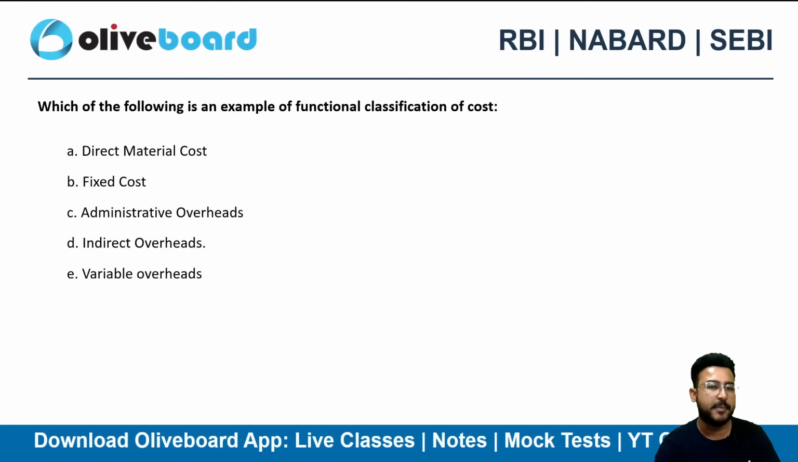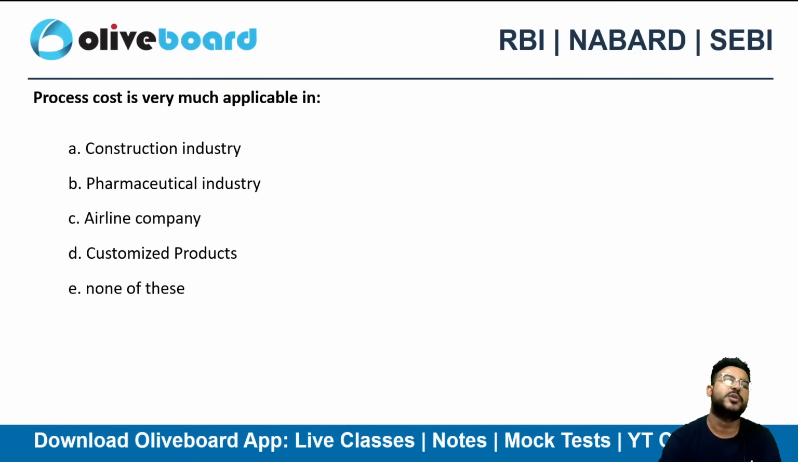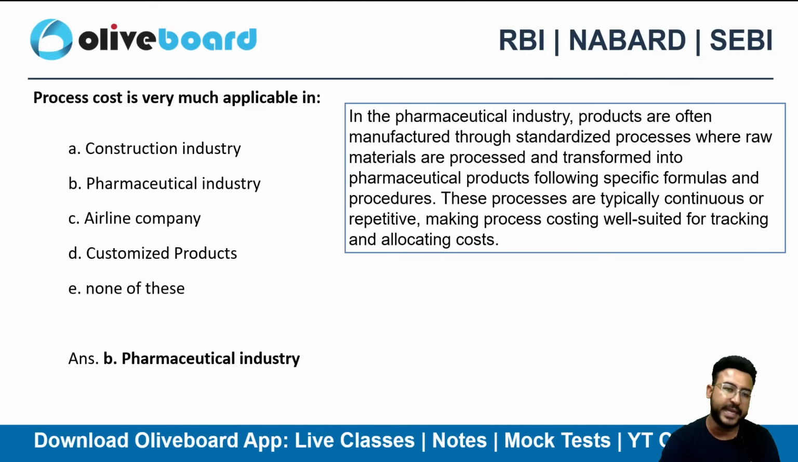Which of the following is an example of functional classification of cost? Functional classification, guys. Any idea about this one? It is administrative cost. Administrative cost is a functional classification, right? Because on the basis of functions, I am classifying it like factory cost, admin cost, selling and distribution cost, and so on. Process cost is very much applicable in the pharma industries, right?